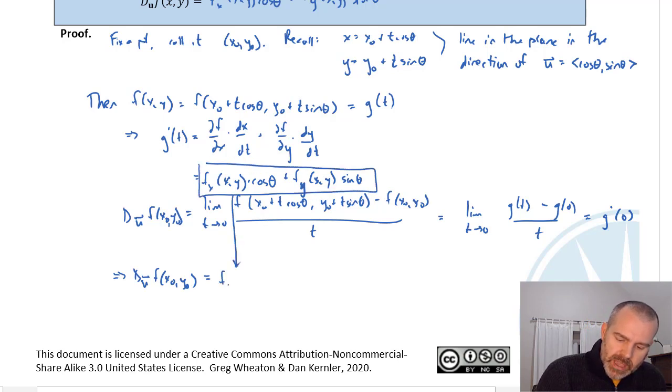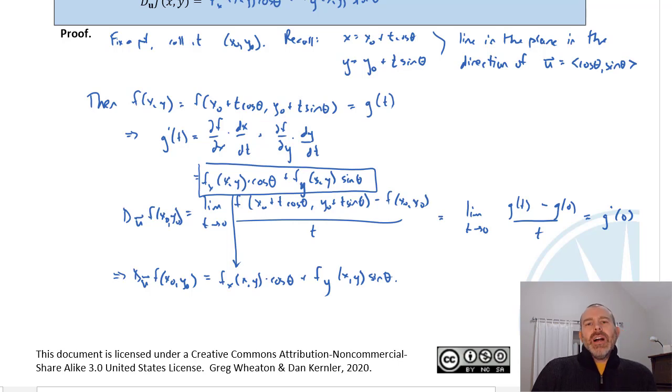it is simply the partial derivative of f with respect to x times cosine theta plus the partial derivative with respect to y times sine theta. So to me when I read this, it seems a little convoluted, but that is the proof of this theorem.